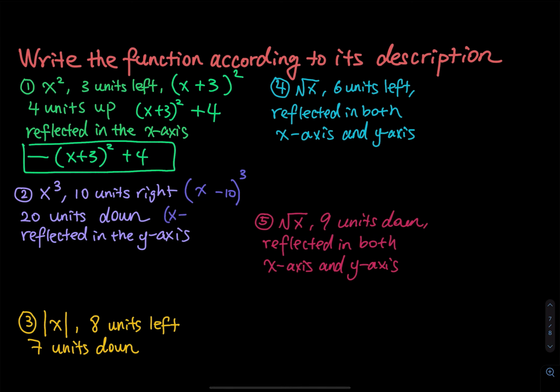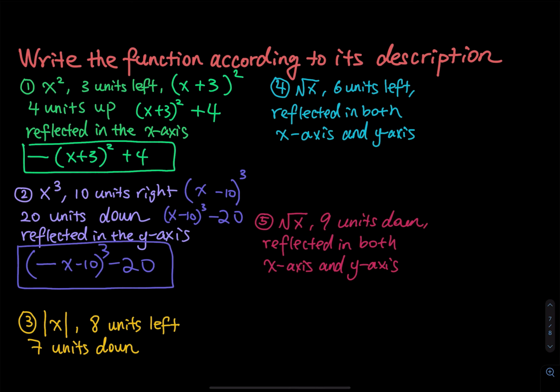and then 20 units down, you have (x minus 10) to the third, and then minus 20. And then finally you have to create a reflection in the y-axis. So when you create a reflection in the y-axis, you have to put a negative right next to x. So you have parenthesis negative x, minus 10, to the third power, and then minus 20. So this is the final answer.